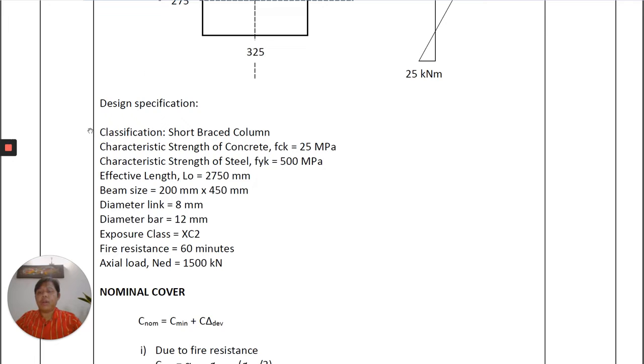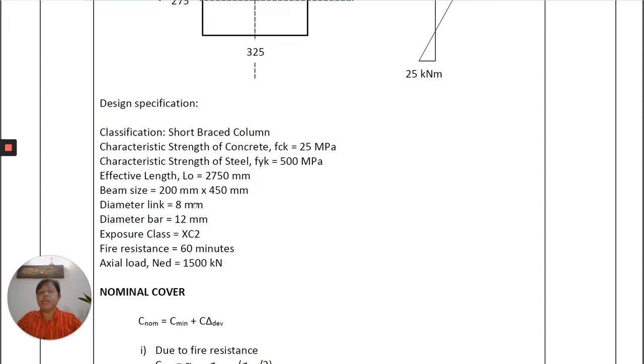So what I'm going to explain here is the effective length. The effective length is based on the calculation already determined by the previous calculation, which is the total height of the column minus the H of the beam. Therefore, we get the effective length is 2750 mm.